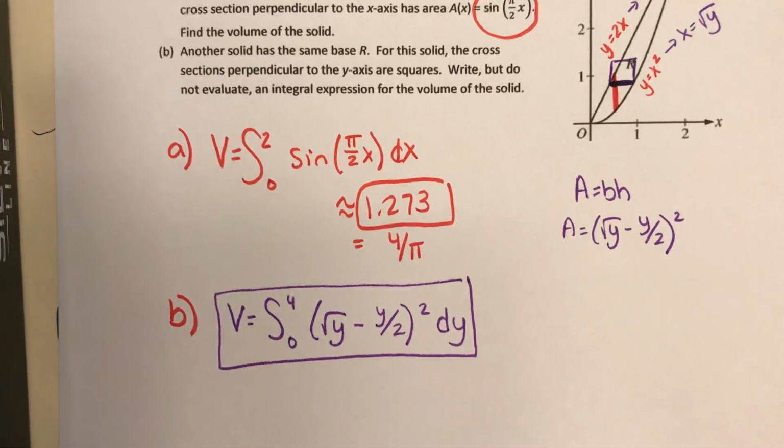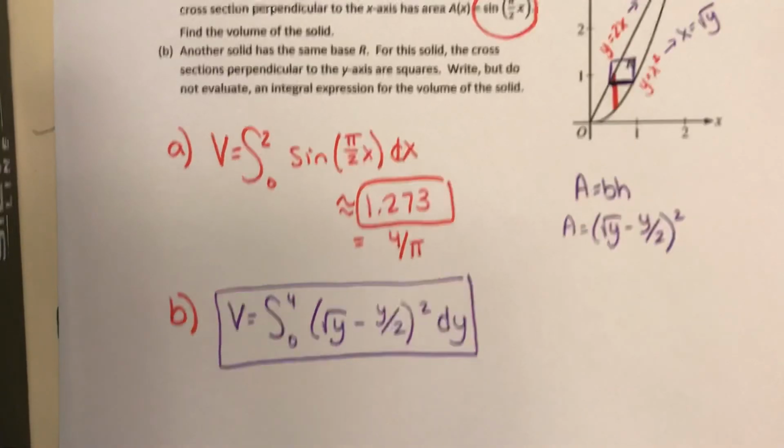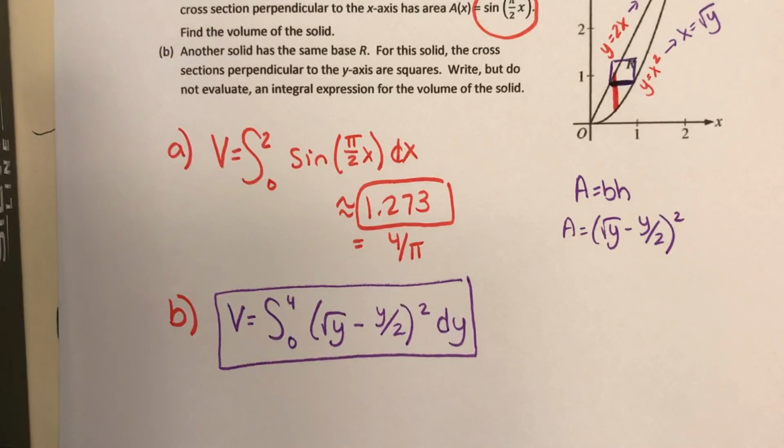And so we're done. Now, if you did want to solve this, you could just plug it right in your calculator, and I would use x's instead of y's. It just makes it easier because that's what we're used to plugging into our calculator. Okay, so that concludes part 2 of our cross-sectional volume lesson.